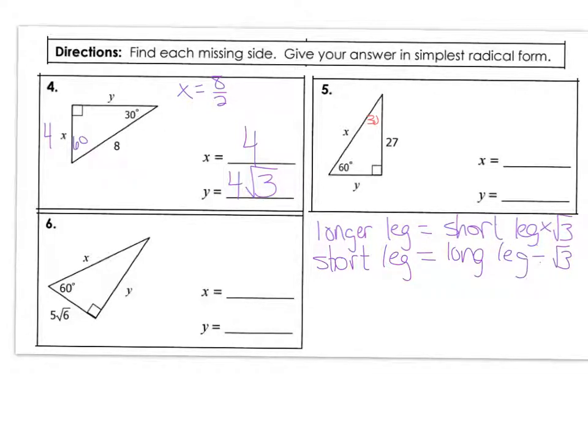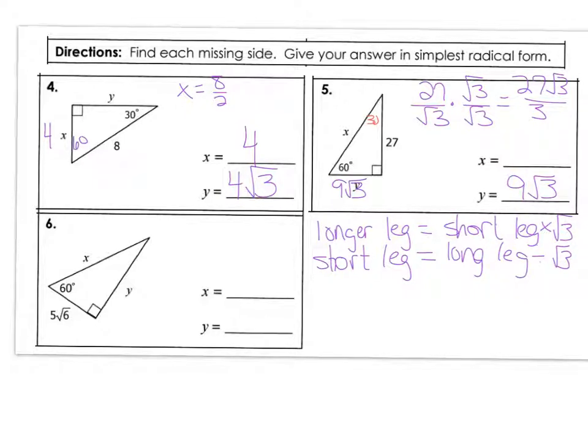So I'm going to take that 27 and I'm going to divide by root 3. I have to rationalize, and I get 27 root 3 over 3. So that is what? That's y here. Be careful, pay attention to that. 9 root 3. Okay, so this is 9 root 3 when I divided by root 3.